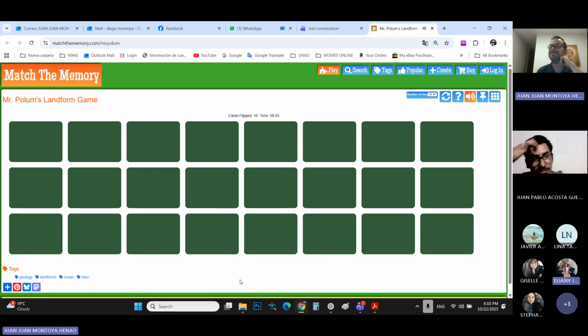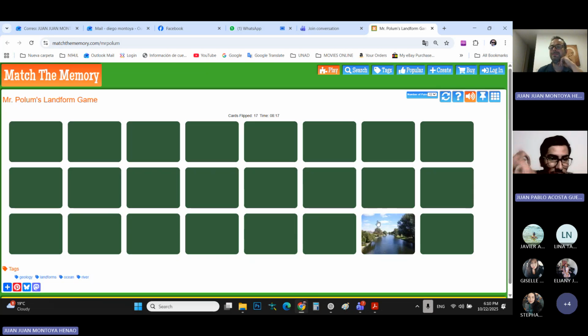It is column 7, row 3. Come on, Eliani. 1, 2, 3, 4, 5, 6, 7. Okay. That looks more like a lake than a river. Column 4, row 3. Yes, that's a river. Very good. Okay, that's a match. We got one.